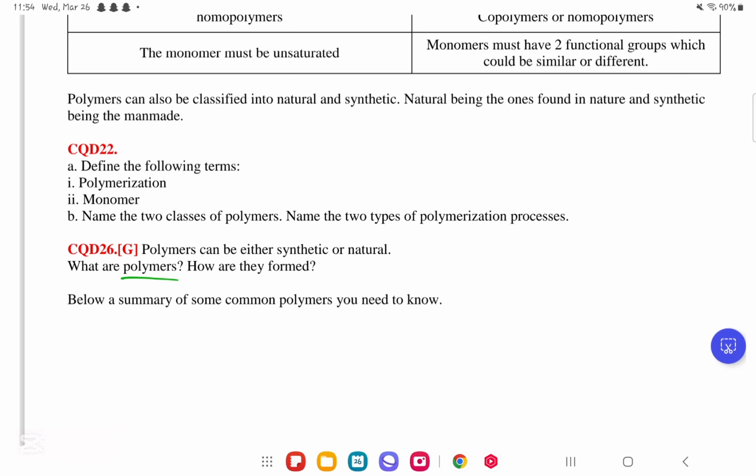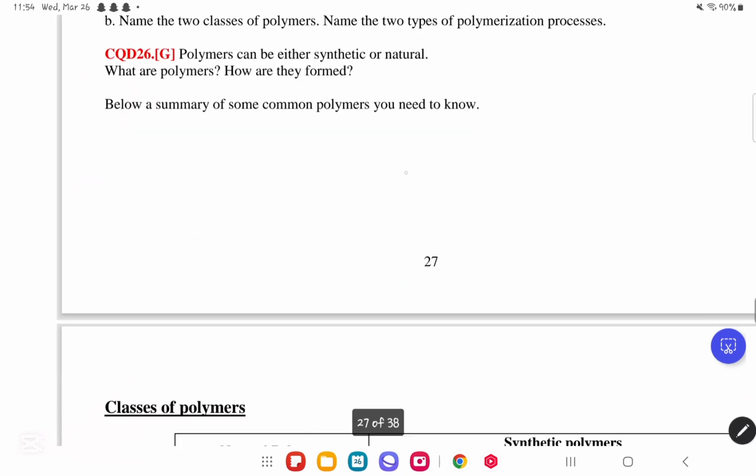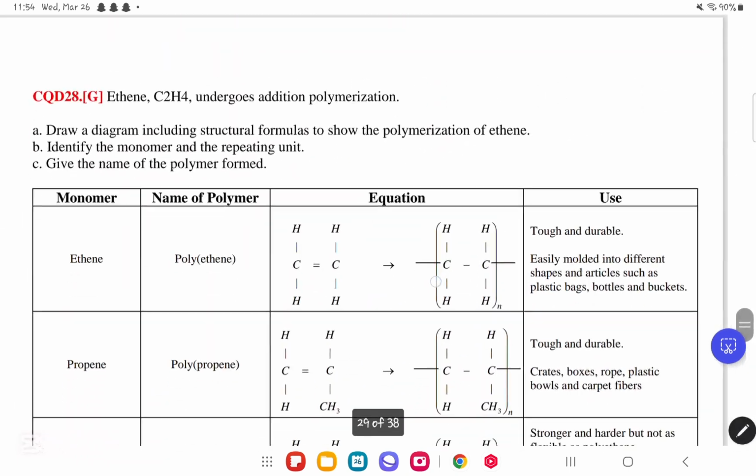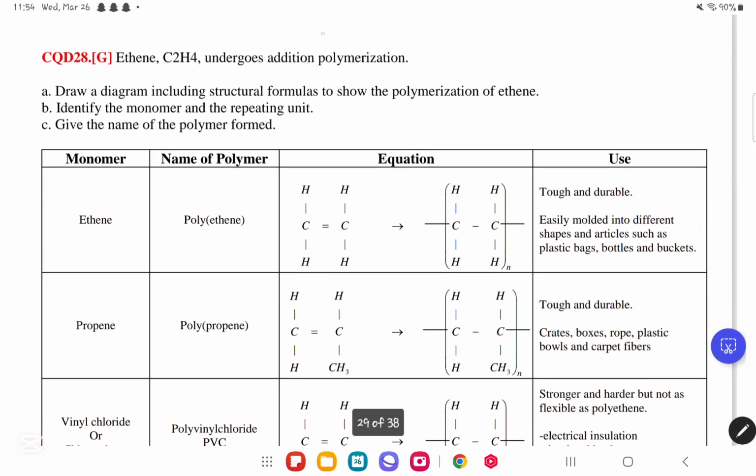Okay, and that is pretty much it for CQD number 26. Now we move on to CQD number 28. They said, draw a diagram including structural formulas to show the polymerization of ethene. First of all, ethene is C double bond C, H, H, H, and H, okay? And then we have an n over here to show that you have multiple monomers, which is ethene.